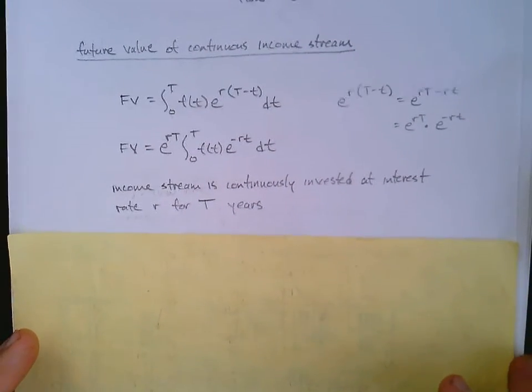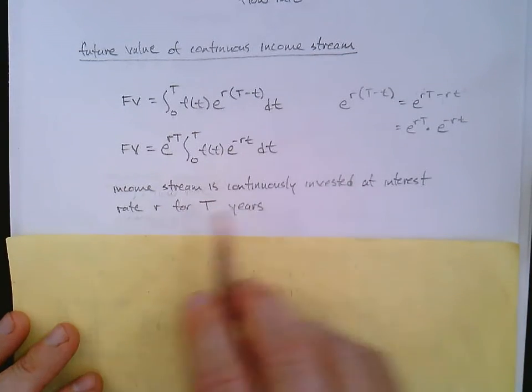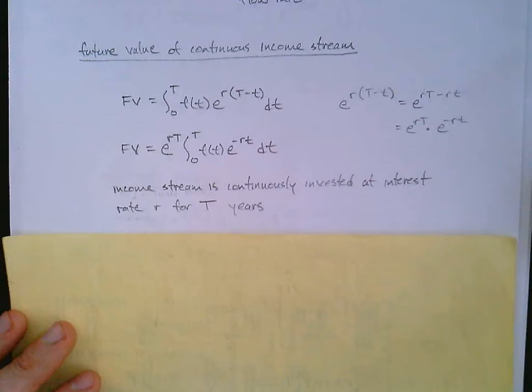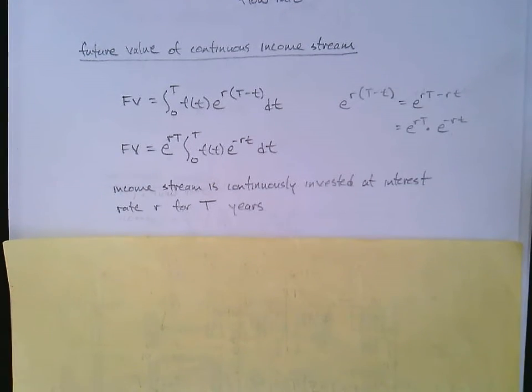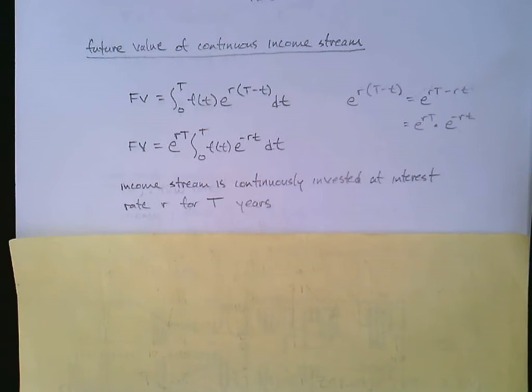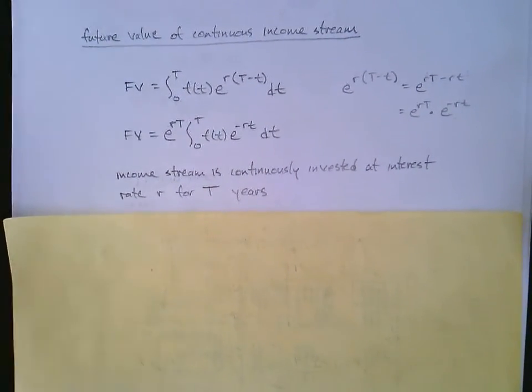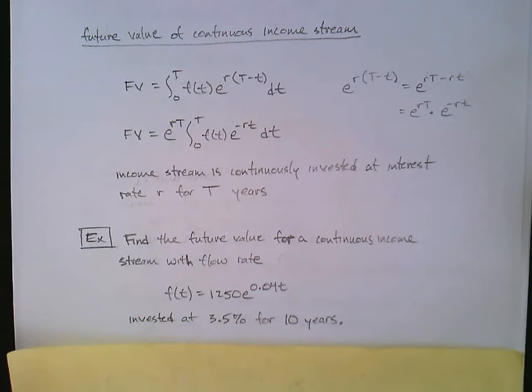All right. The income stream is continuously invested at interest R for capital T years. Okay. Tell us the future value. Making money and then making interest on the money we just made. That's nice. That's smart right there. Okay. Let's see an example.